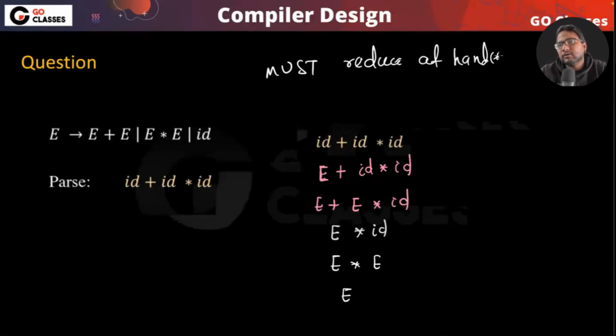Okay, it's not like that. We will just shift it, which means we will go to the next symbol. No, if this is a handle, you must reduce it. So by consuming this, you will check, okay, is this a handle? If this is a handle, reduce it.